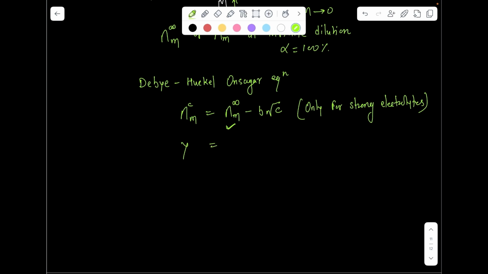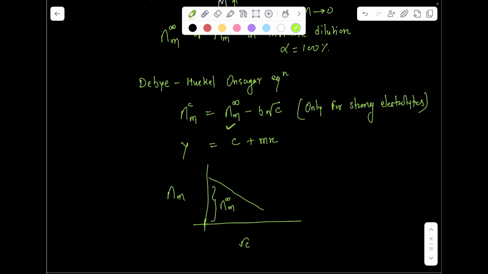So when we are comparing with the y equals mx plus c, that molar conductivity with respect to the square root of the concentration, that should be a straight line like this way, and this is the intercept which is called molar conductivity at infinite dilution, which is highest when the concentration is 0.